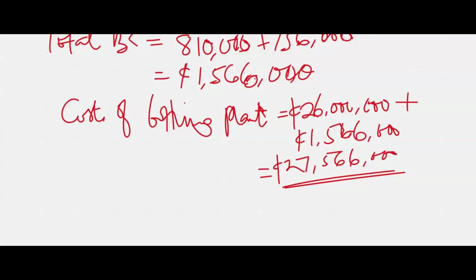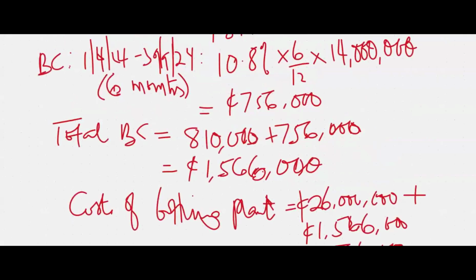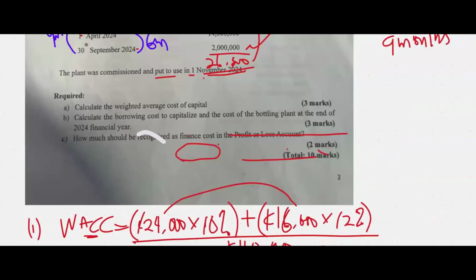The next question says, how much should be recognized as finance costs in the profit or loss account? So that's the treatment. Before that, let me show you something. Assuming the question says, show how they should be treated in the financial statements. If it's the bottling plant, you write it this way. In which of the financial statements do we recognize the bottling plant? Who can answer?